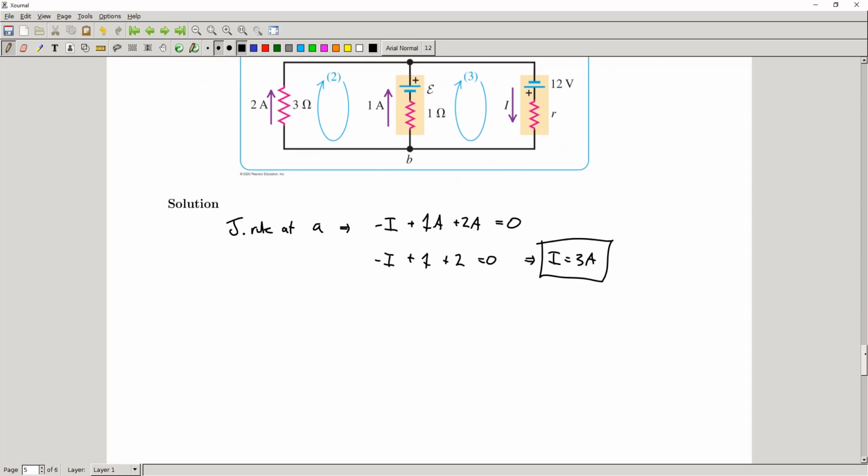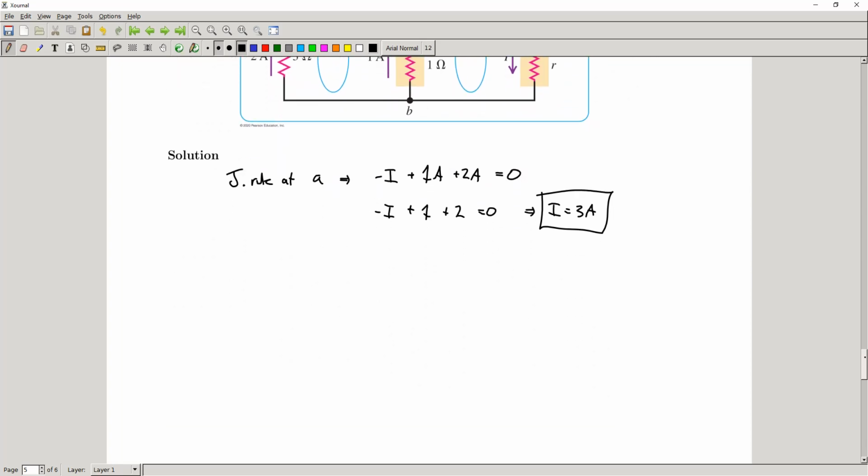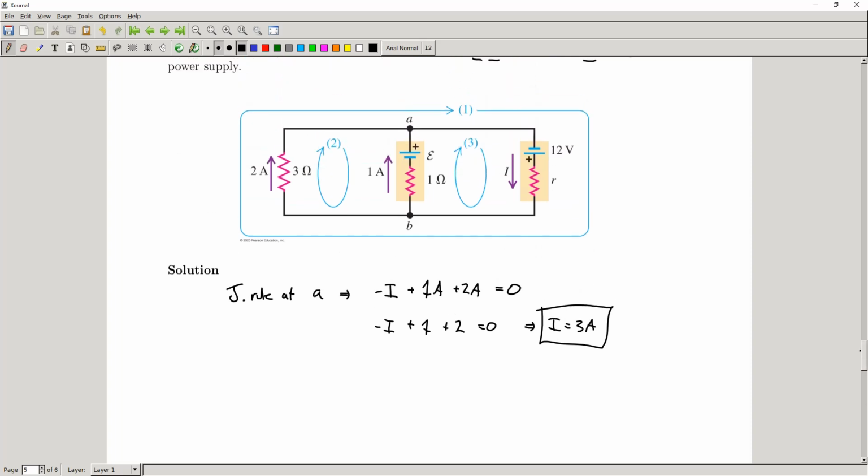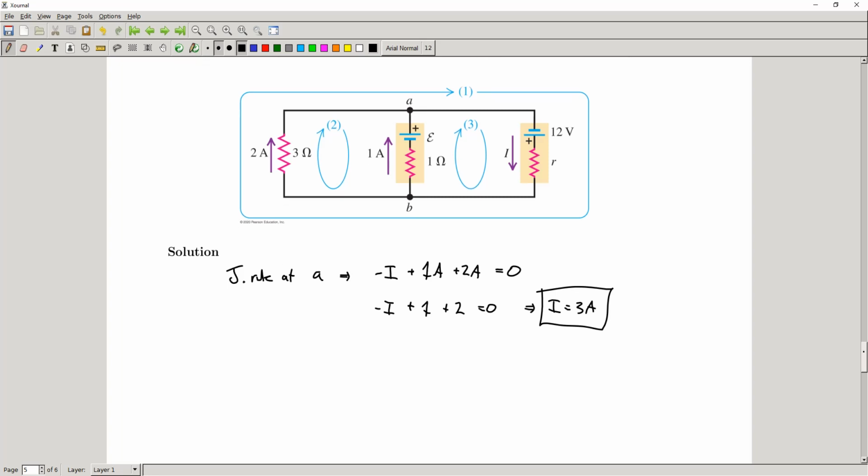Let's now take a look at the loop rule on loop 1 here. Okay, so this is our loop 1. We're going to start at A, and the goal here is to try to find this unknown resistance of our good battery here. Okay, so let's do that. We are going to start off. Maybe I'll scroll down a little bit.